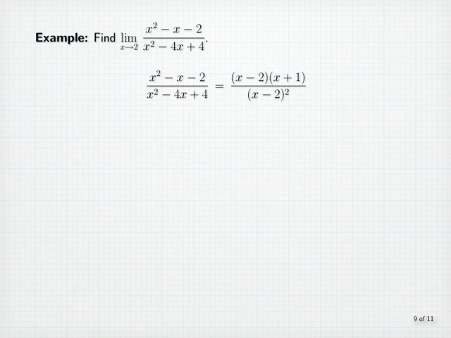So let's simplify this function by factoring the numerator and denominator. We obtain x minus 2 times x plus 1 divided by x minus 2 squared.